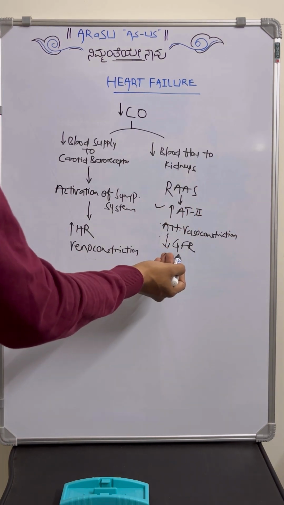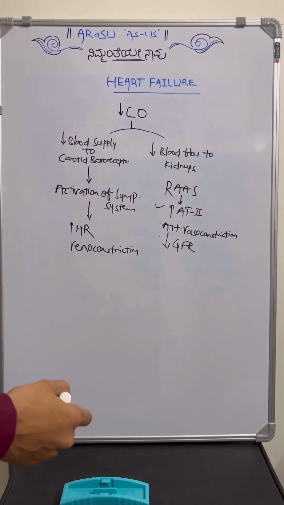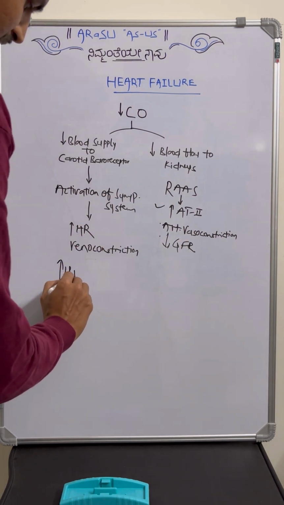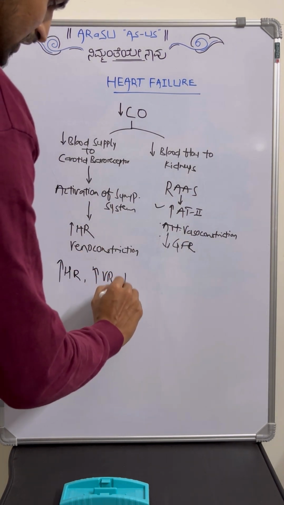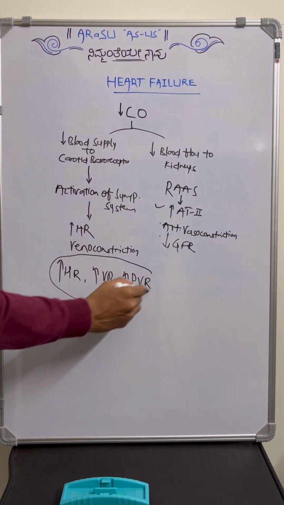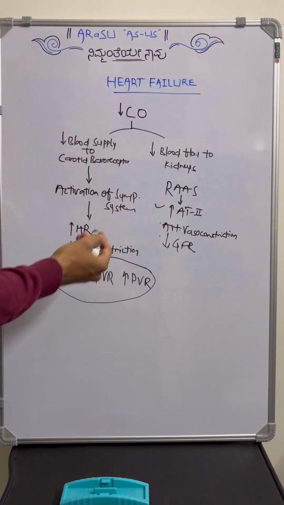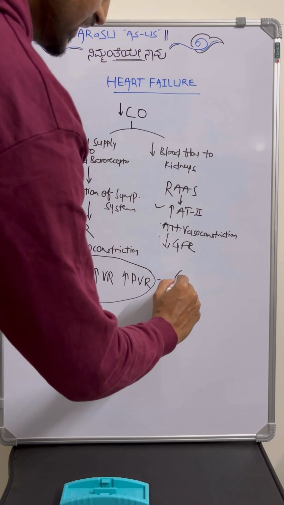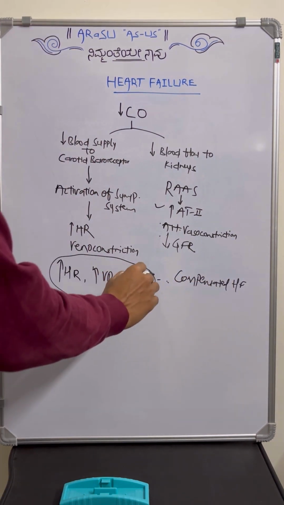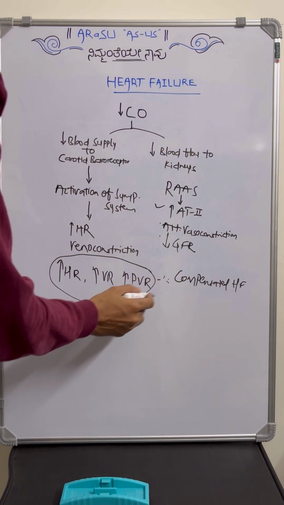And by decreasing GFR, it is trying to conserve fluid in the body, thus trying to compensate for decreased cardiac output. So after all these effects, there will be increased heart rate, increased venous return, increased peripheral vascular resistance. Overall, they are all trying to increase the cardiac output. So at this stage, the heart is trying to improve the cardiac output by itself. This stage, we call it compensated heart failure. But on prolonged situation of the same kind, it will lead to failure of all this system. That will lead to decompensation.